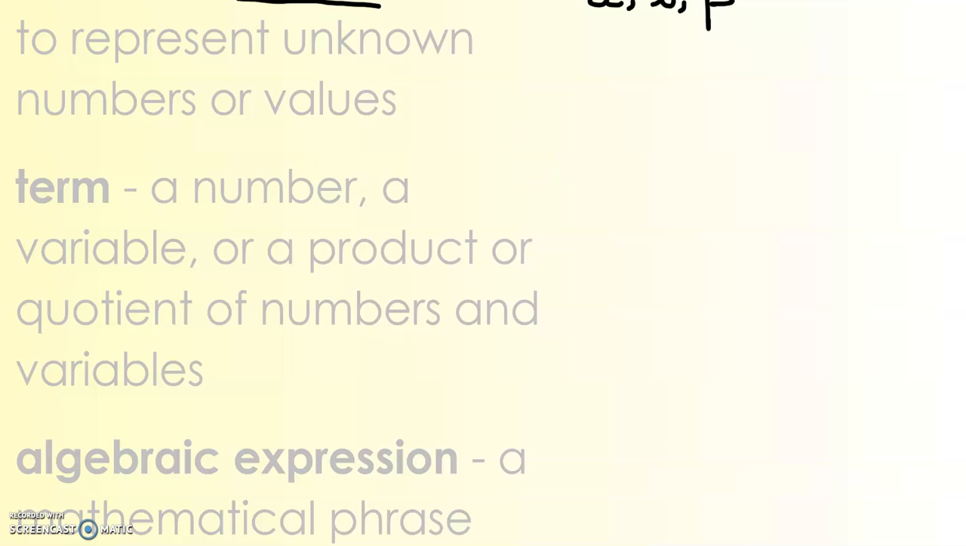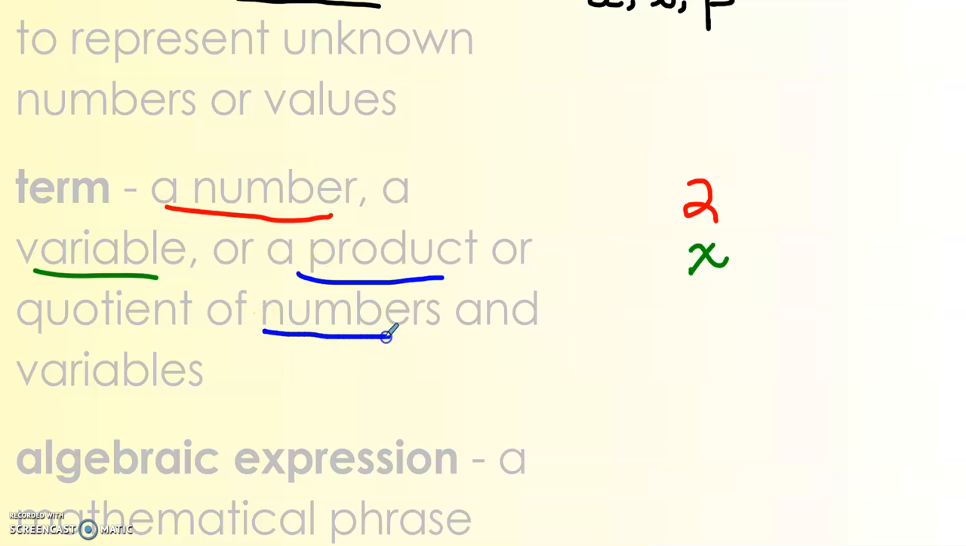So let's break this down. A term can really be one of four things. First, it could be a number, let's say the number 2. That's a term. It could be a variable, say the variable x. That's a term. Or it could be a product of numbers and variables, where a product is multiplication. It's a fancy word for multiplication. So that would be like multiplying together 2 and x to get 2x.